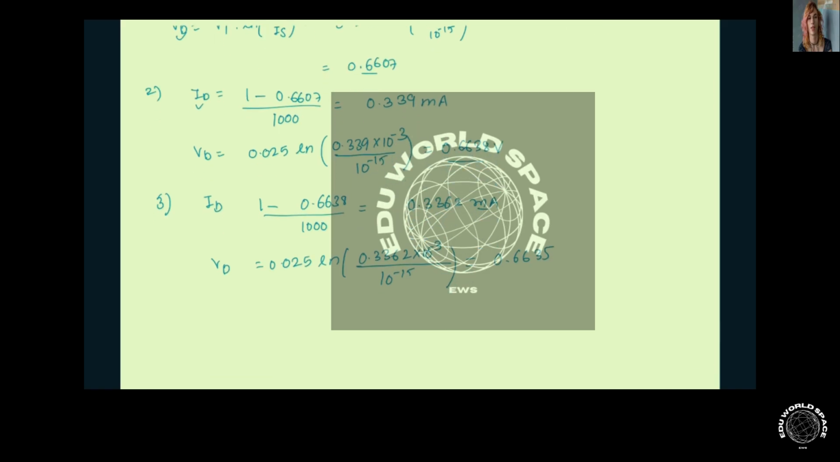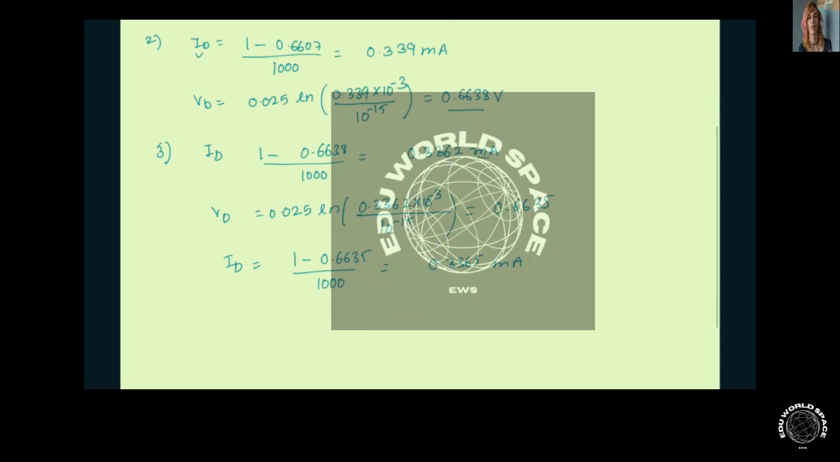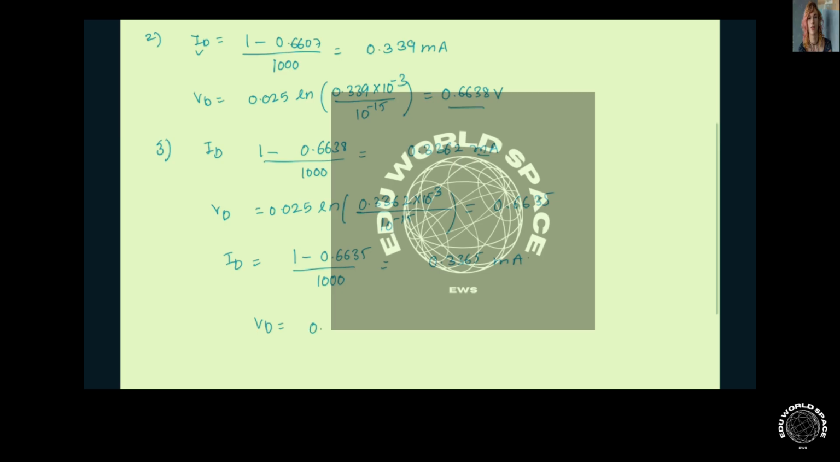So now we can calculate our ID, and that will be 1 minus 0.6635 over 1000, which gives us 0.3365 milliamperes. Since the value is not changing significantly, we can take this as the answer. So our VD, the voltage drop across the diode, is 0.6635 volts and the current through the diode ID is 0.3365 milliampere, and that's our final answer.